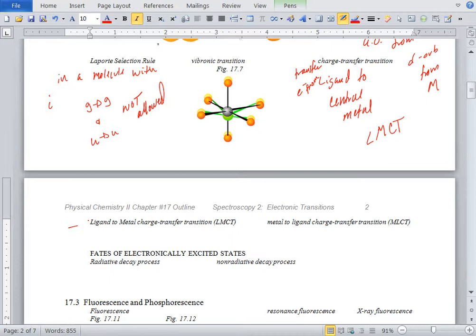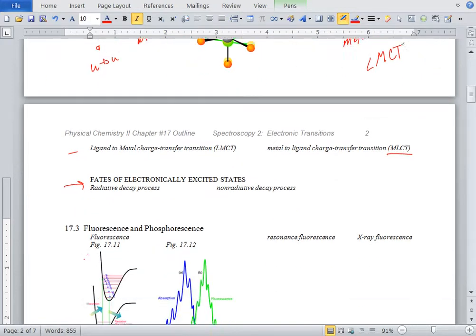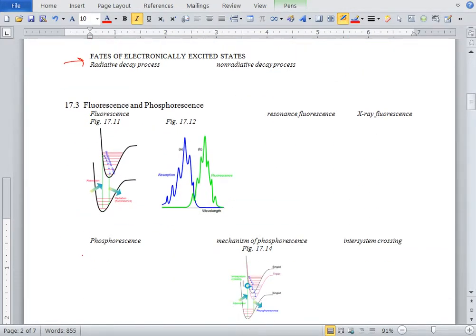Or you could have it the other way around. The metal can give its electron up to the ligand, so metal to ligand charge transfer. Anyway, I don't know why they got into that so much, but now we're getting back to things that are a little more general, instead of just talking about ligands and metallic compounds.